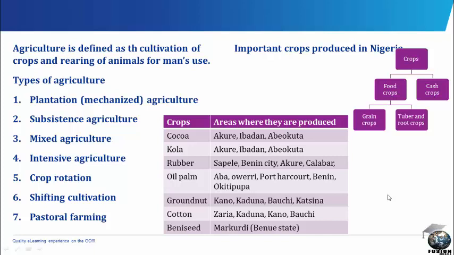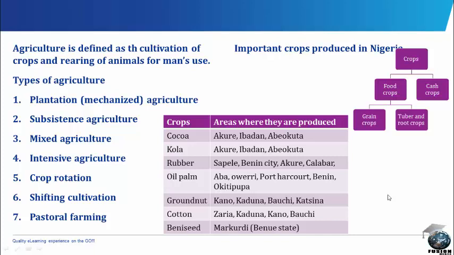7. Pastoral farming. This is mainly practiced in the savanna belt of the north, especially in the Sudan savanna. It is also referred to as nomadic herding. It involves the rearing of only animals like cattle, sheep, and goats. It involves the constant movement of cattle and herdsmen, called Fulanis, from one place to another in search of pasture and water for the animals.